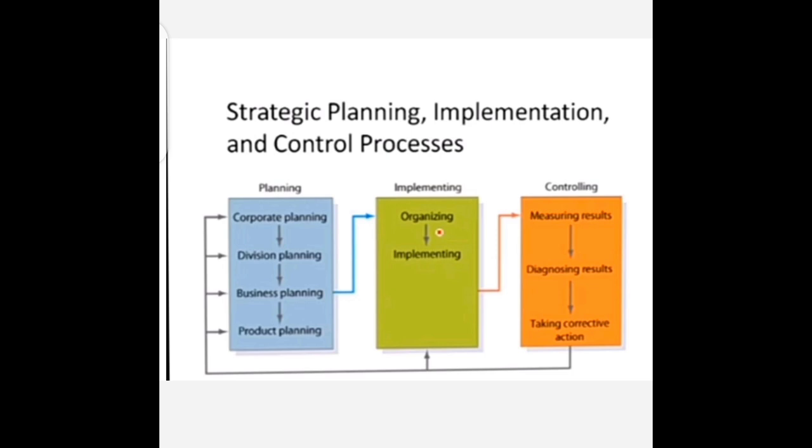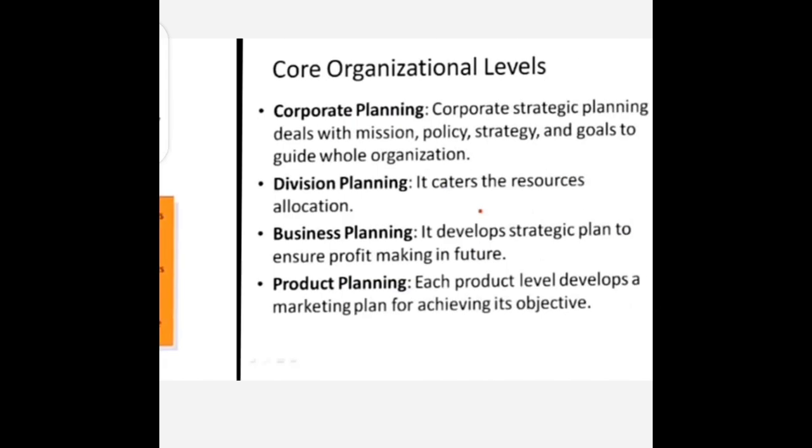Implementing can be organizing, implementing, controlling, measuring results, diagnosing results, and taking corrective action to maximize results. If anything occurs out of our control, then we must take the strongest measures. Let us discuss them one by one from the book.